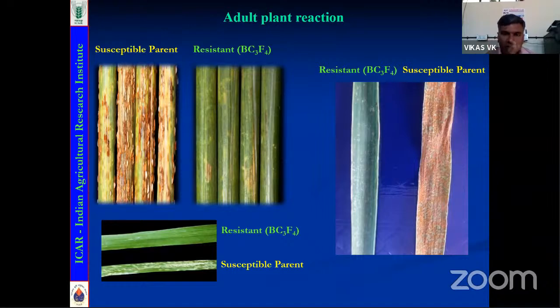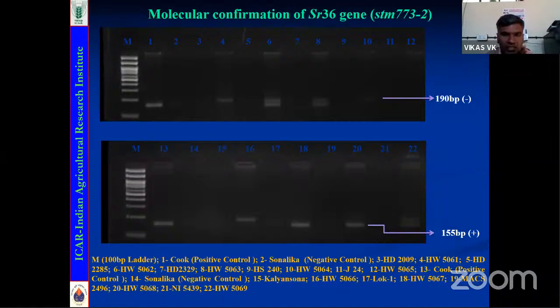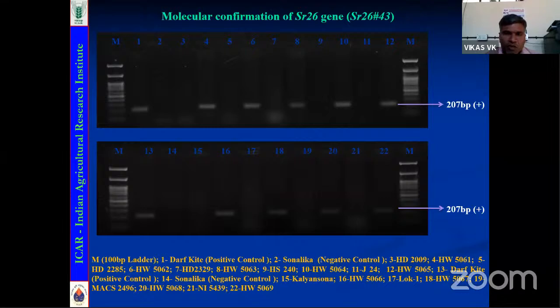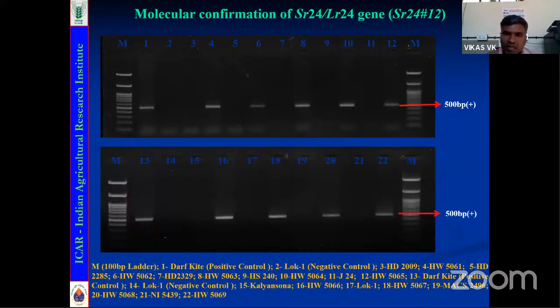You can see a clear difference between the susceptible and the resistant one for leaf rust, stem rust, and also powdery mildew. This is the molecular confirmation for Sr36. Sr36 is not expressed uniformly in all the backgrounds. Only in HW LOC1 and MACS 2496 do we have full expression, and in two other varieties it has only partial expression. The rest of the lines do not show any expression. But Sr24 is expressed uniformly in all the backgrounds. Similar is the case with Sr26.